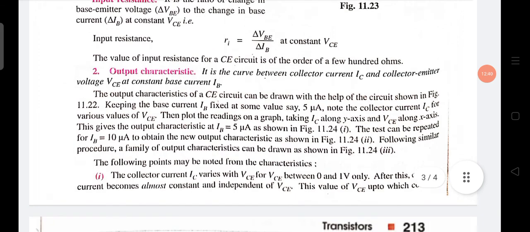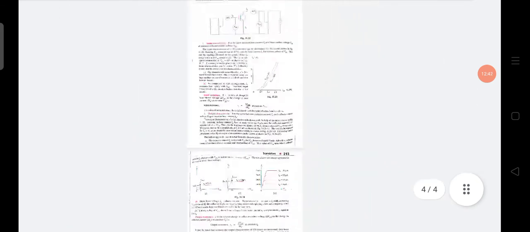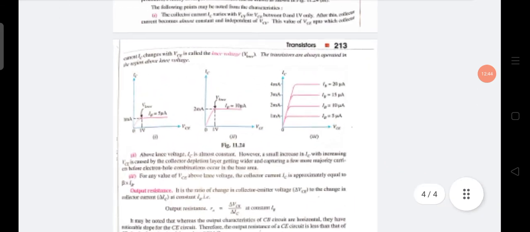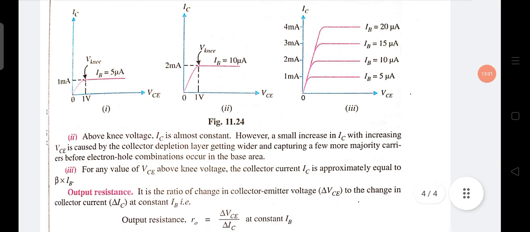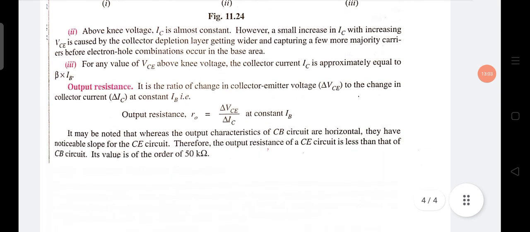Now the output resistance. The output characteristic of common emitter is like the output characteristic of common base. The output resistance R0 is del VCE by del IC, at constant IB.